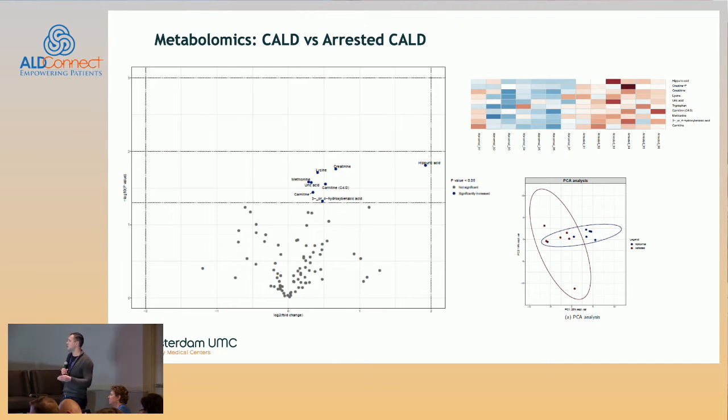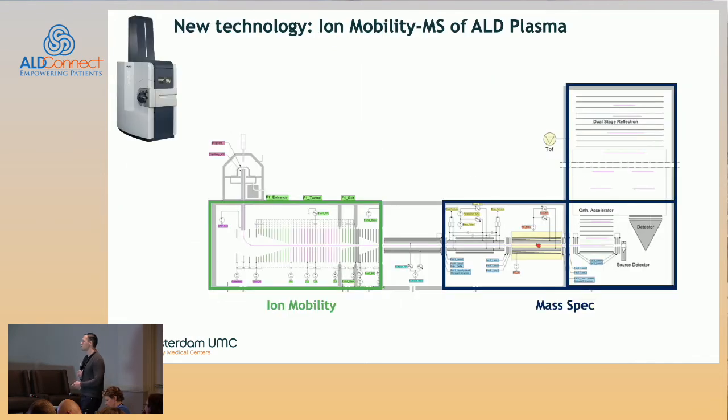Like I said, we also do metabolomics, and also here we can see some changes that are happening between the progressive form of the cerebral and the arrested form of cerebral ALD. Now, we also do research on new technology to improve our analysis. And one of these technologies is combining ion mobility with mass spectrometry. And that is shown here.